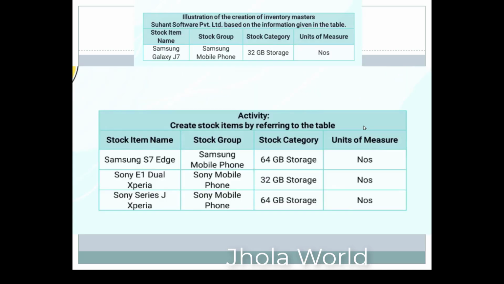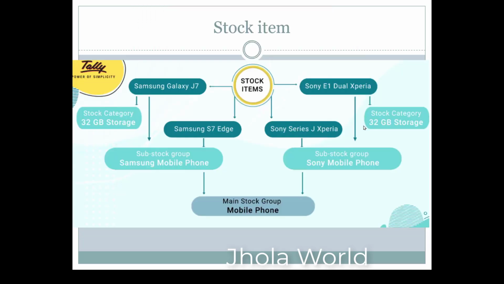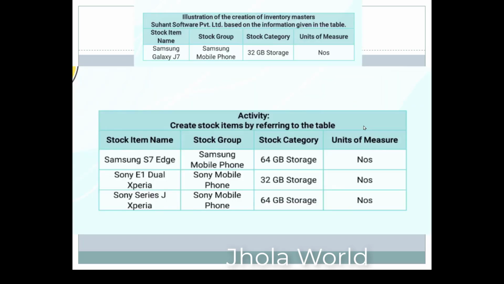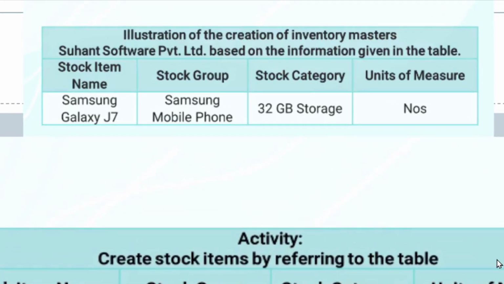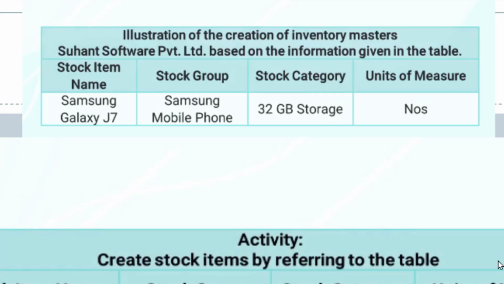This thing they have already given here. This is just a chart. So this is the question. We have to create the first item, Samsung Galaxy J7, under Samsung mobile phone, 32 GB storage, and the unit of measurement is numbers. We have not created the unit of measurement. We are supposed to create that first.